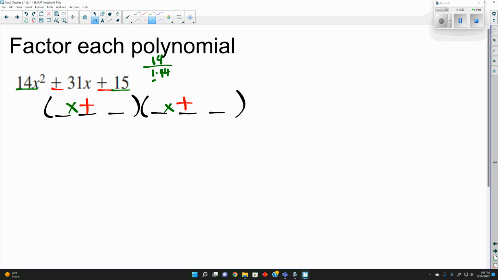1 and 14, 2 and 7. Now here we have 2. Which one do we want to try first? What do y'all think? We can do 14 and 1. We don't have to write 1x. We can just leave it as x. Now 15. 1 and 15, or which one do we want to try first? 1 and 15.